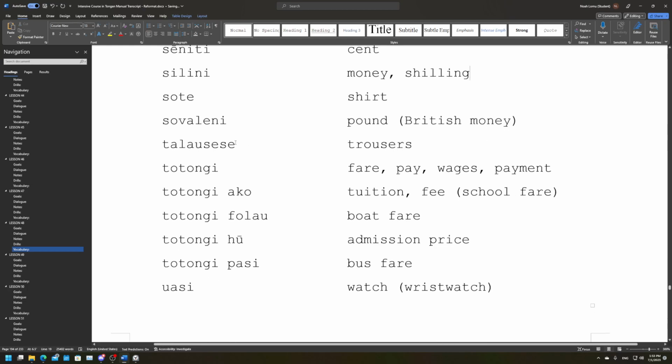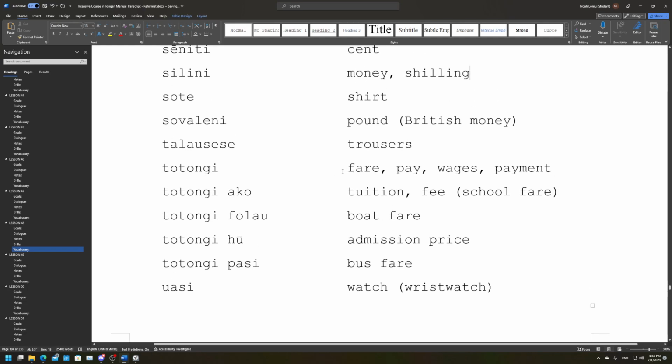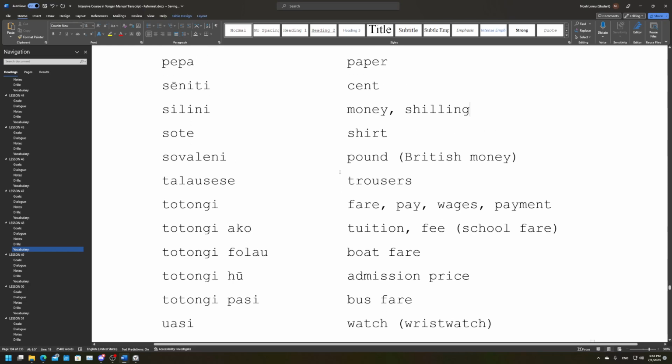Tarasese is just the English word trousers. Totongi, we saw this a bunch, and there are all these different versions of it. It's fare or pay, wages, fee, like a toll, I guess. So totongi ako just means the price of school, so tuition is how we call that in English. And hala totongi silini, I guess, means no money.